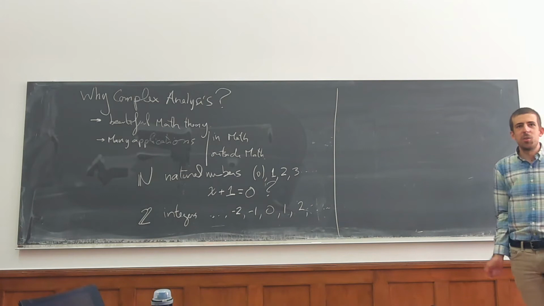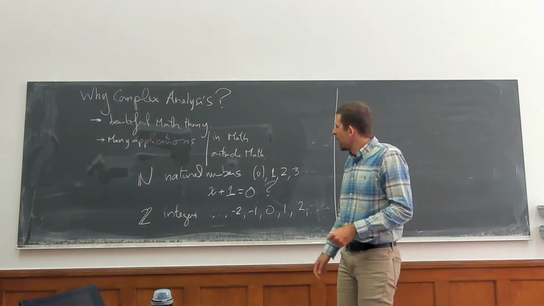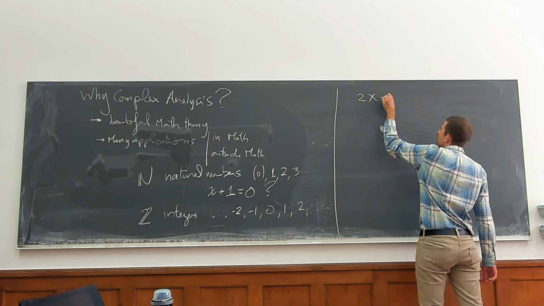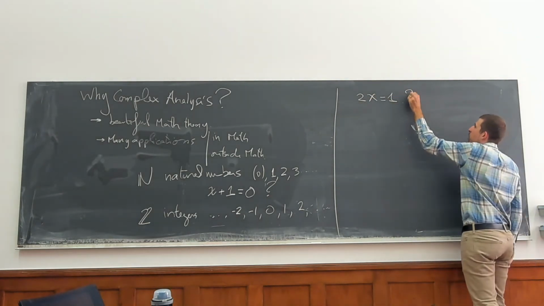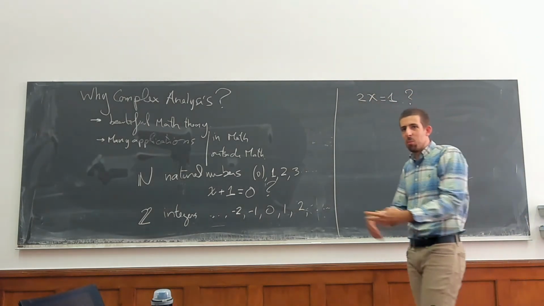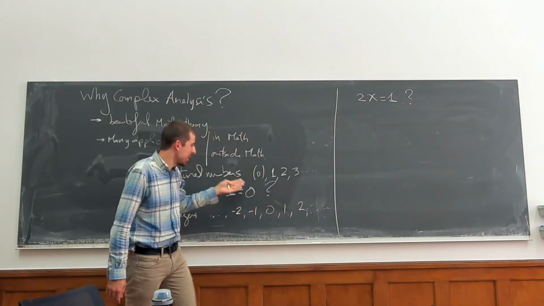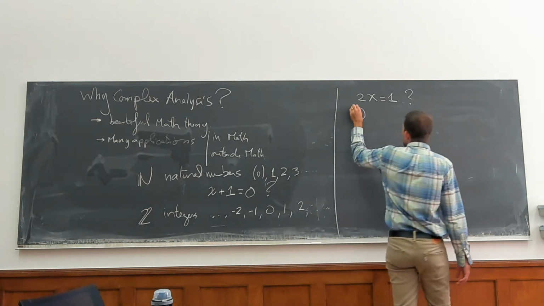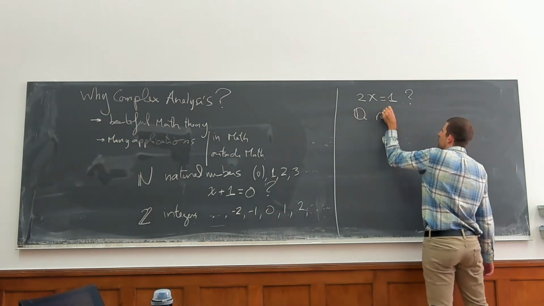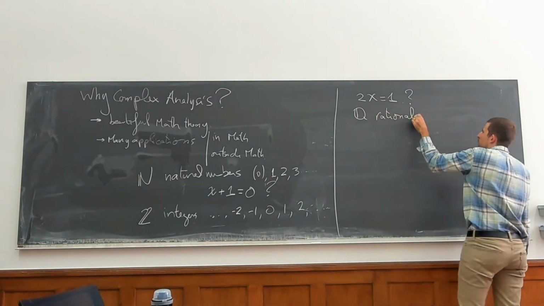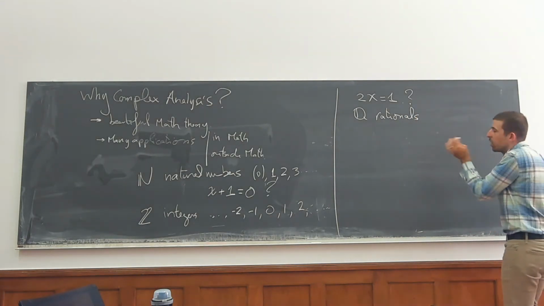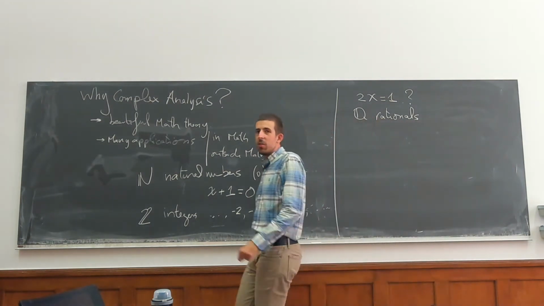But of course, the story, as you know, doesn't end here, and you might want to solve equations of this type. Right? How do you make sense of the double of something being 1? Of course, you cannot make sense of it in the naturals or in the integers, so you need the rational numbers. Okay, so these are all fractions of integers.